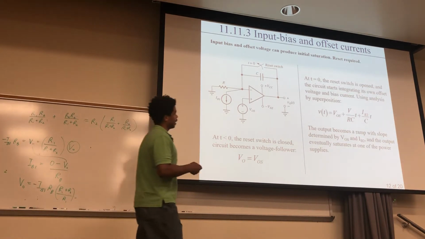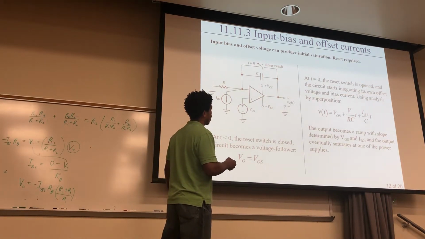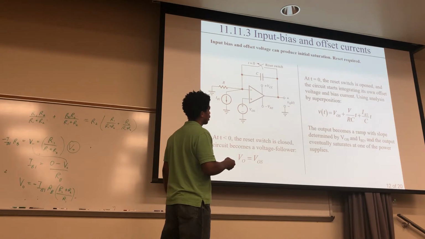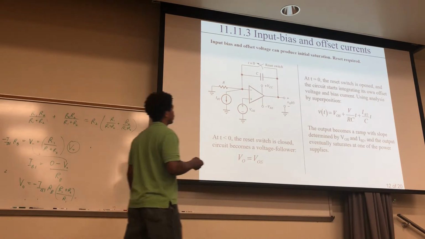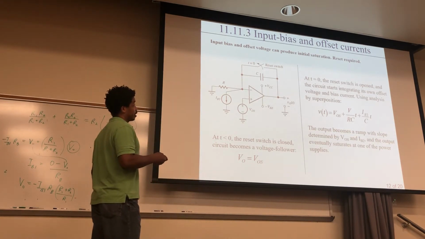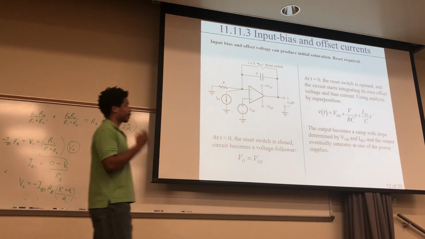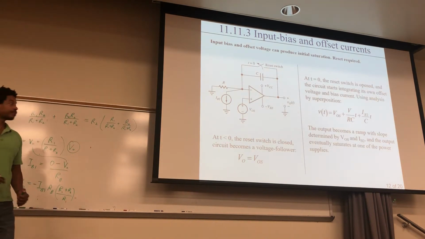But the equation that follows is right here, where you have your offset voltage, you have your contribution due to your voltage. This is what you're really interested in, but you have this contribution and then you have this contribution, which causes it to saturate. Okay.